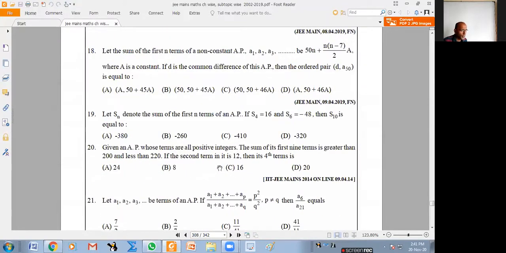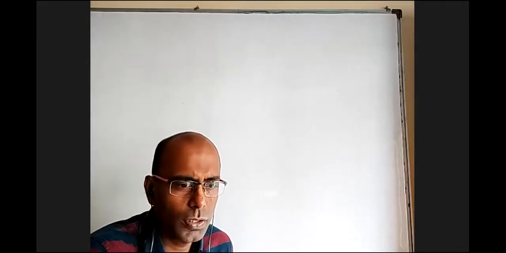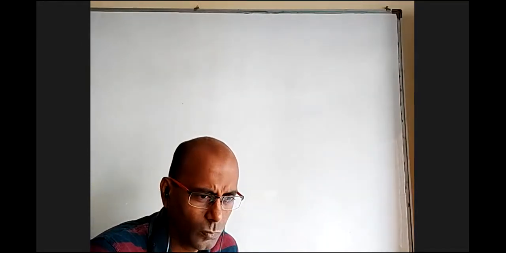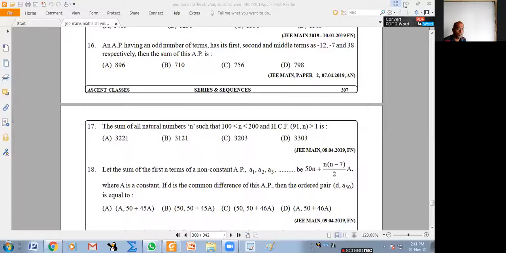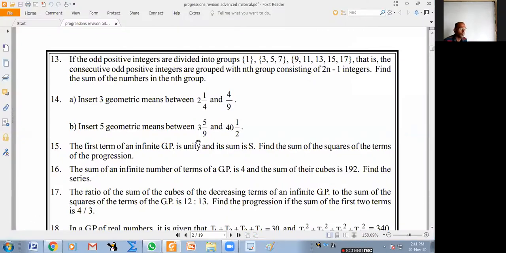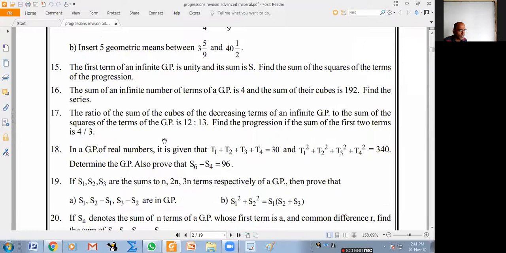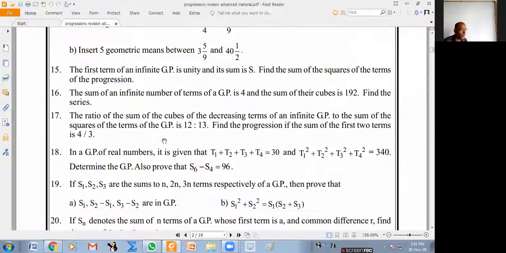So up to 20, if nobody has any doubts, then I want to continue with the advanced material. Geometric progression, we discussed the theory. Now let us discuss some questions. Right in the beginning, there is a question about inserting geometric means, but it has an even number. Let us continue from 15. Earlier we stopped at 30.